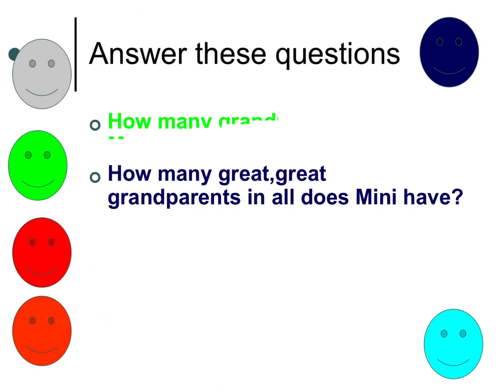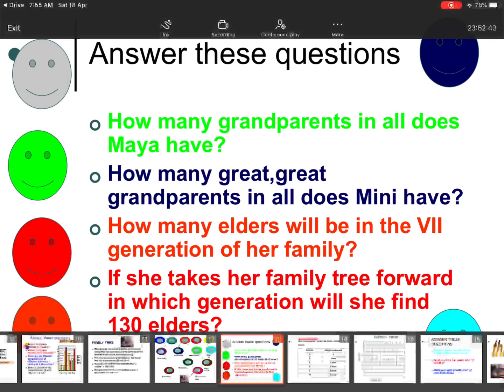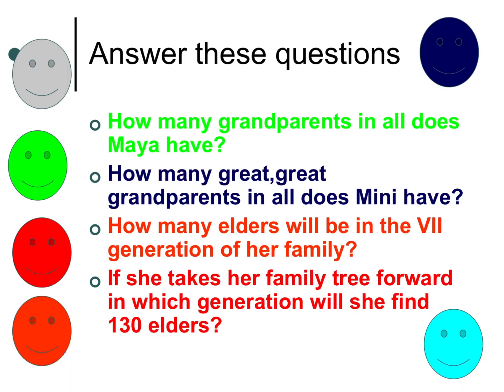Now children, after seeing this family tree, come to this answer. Answer these questions. How many great grandparents in all does Minnie have? That means the generation you have to find out. How many grandparents in all does Maya have? Maya is the mother of Minnie. Again, how many great grandparents in all does Minnie have? How many elders will be in the 7th generation of her family? If she takes her family tree forward, in which generation will she find 130 elders?